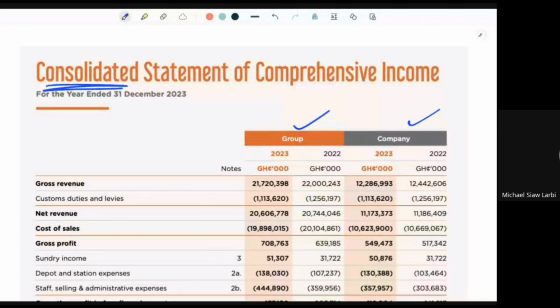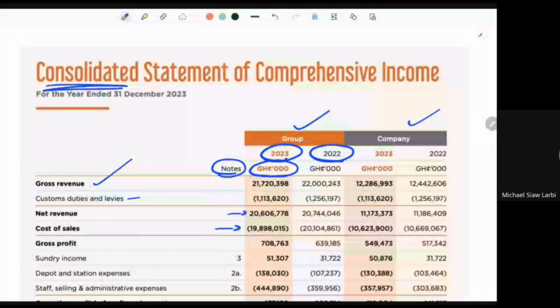But at a basic level, it means Goil made gross revenue of 21. This is in what? Thousands. I told you, check the currency. You see this year, you see last year. So 23 and 22. You see the currency, you see the notes. So they made gross revenue of 21.7, and they had to pay customs duties and levies of 1.1, leaving net revenue of 20.6. Then Goil incurred cost of sales of 19.8, which is what? The fuel cost they had to incur, whatever cost.